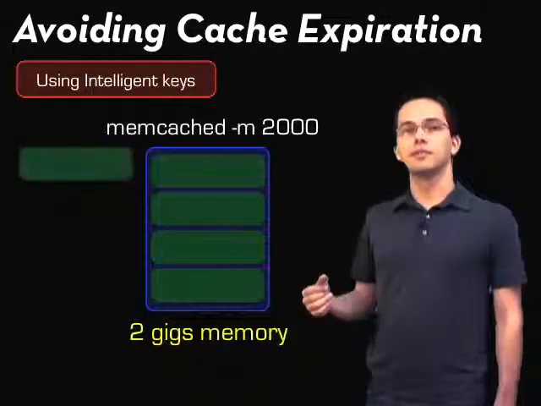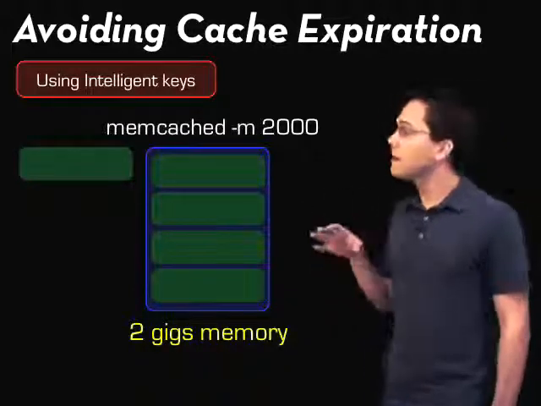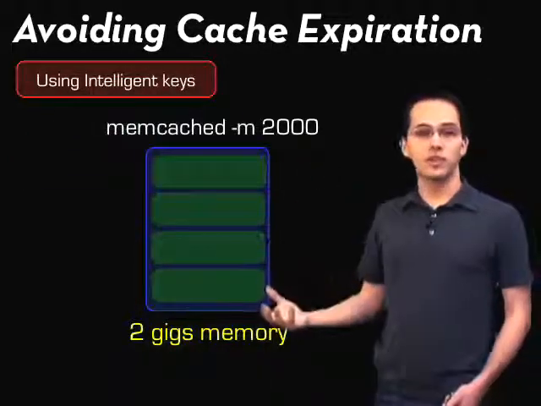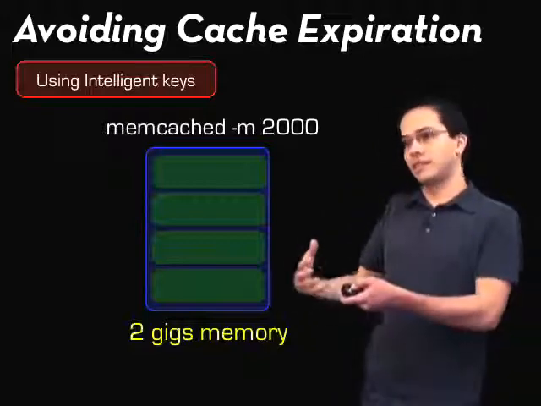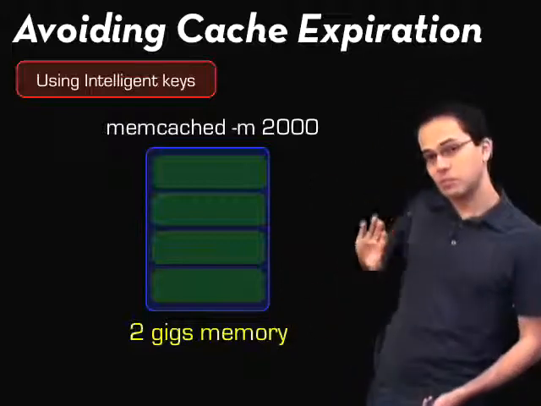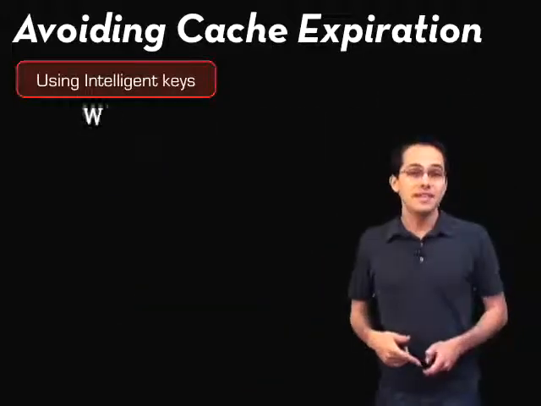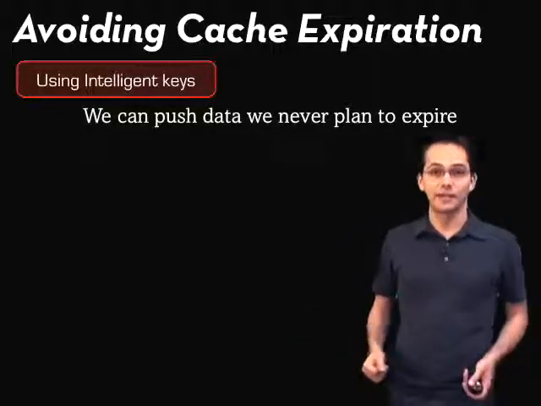But what's going to happen when I push something onto the stack while it's full? It turns out Memcached is smart enough that when you push something onto the stack while it's full, it simply looks at the oldest item, something that I haven't used in a very long time, and it's simply going to push that off the stack, or pop it off the stack. What that means is we can push data into Memcached that we never plan to expire.